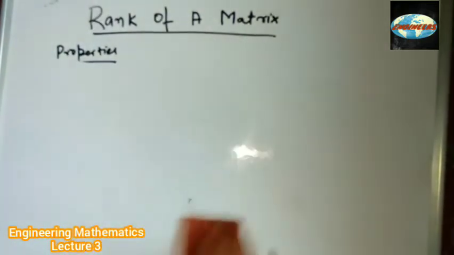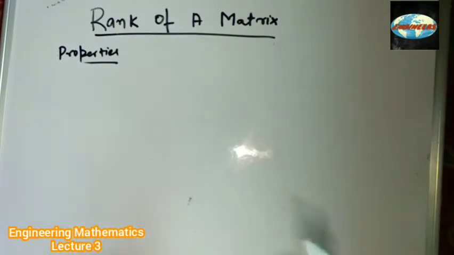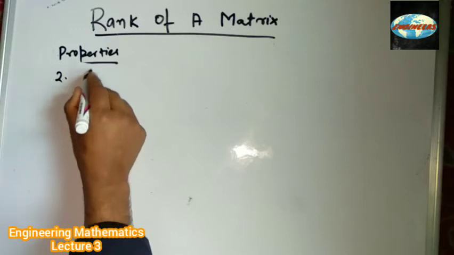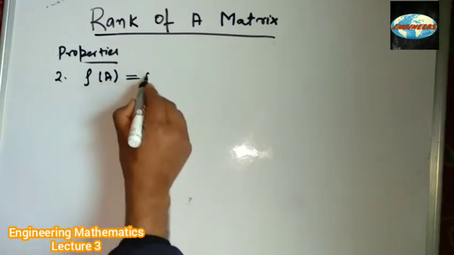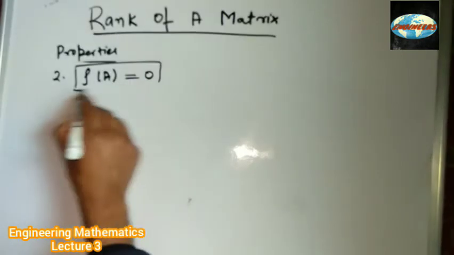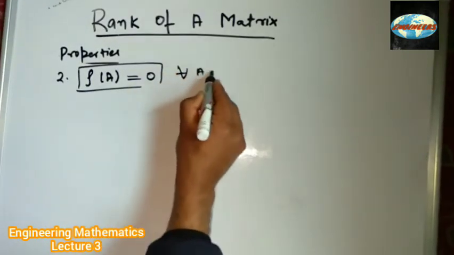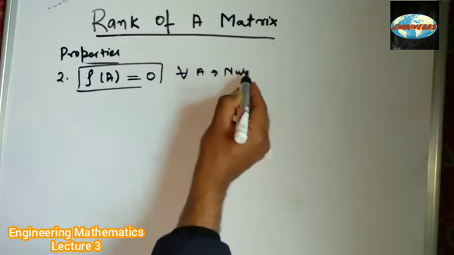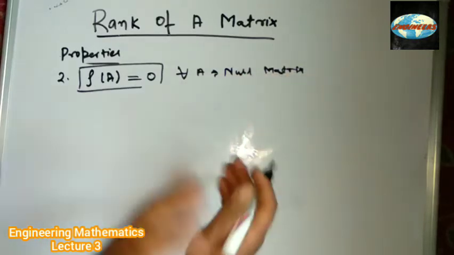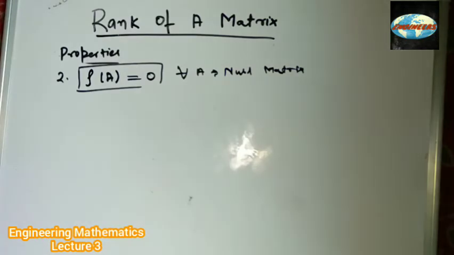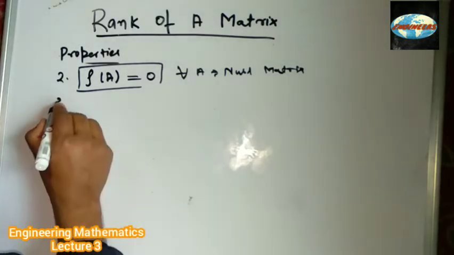Coming to the second property. The second property is saying that if A is a null matrix, we know what a null matrix is, its rank is always equal to 0, for all A being a null matrix. What is a null matrix? Having each element as 0. So rank in that case is 0.